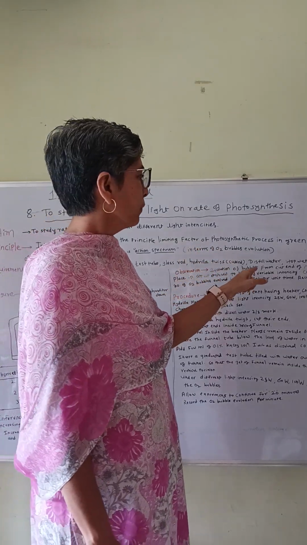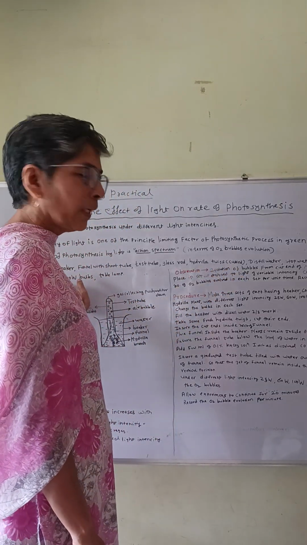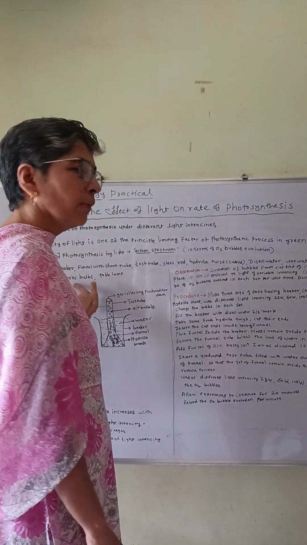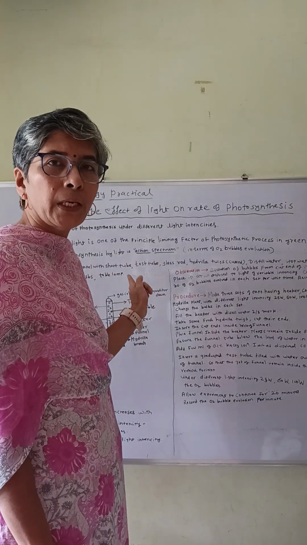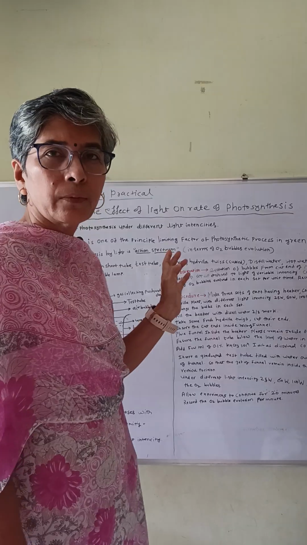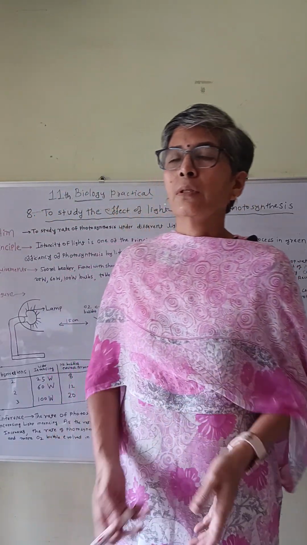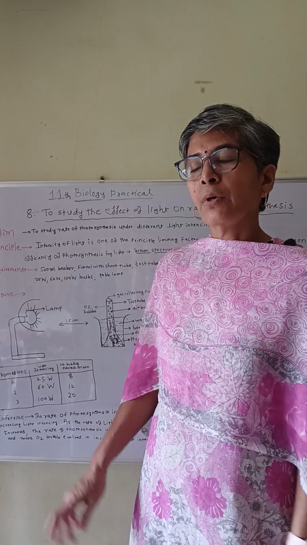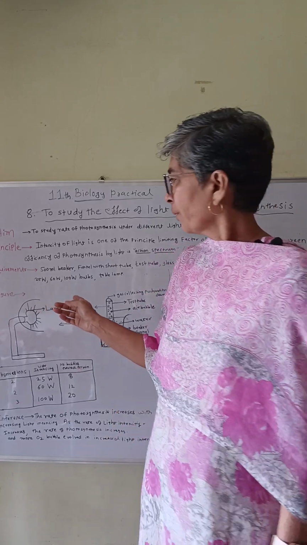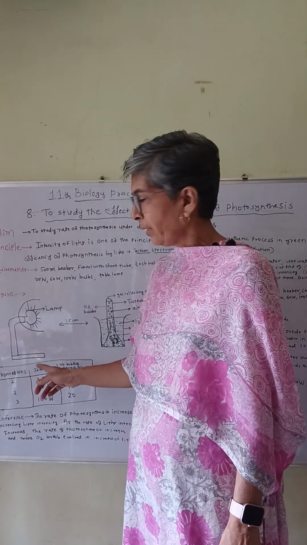Distilled water, stopwatch, 25 watt, 60 watt and 100 watt electric bulbs, and a table lamp. 0.1% KHCO3 solution can be added for CO2 dissolving. Okay, this is the figure for this experiment.